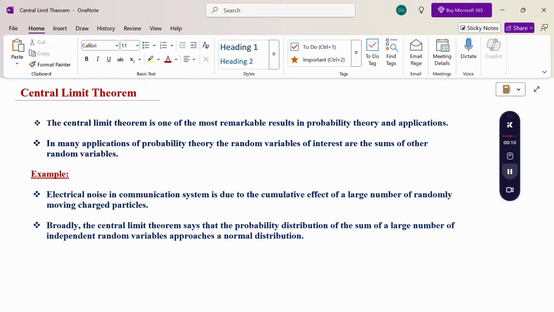The central limit theorem is one of the most remarkable results in probability theory and its applications. In many applications of probability theory, the random variable of interest is the sum of other random variables. For example, electrical noise in a communication system is due to the cumulative effect of a large number of randomly moving charged particles. Broadly, the central limit theorem says that the probability distribution of the sum of a large number of independent random variables approaches a normal distribution. So this is our application.